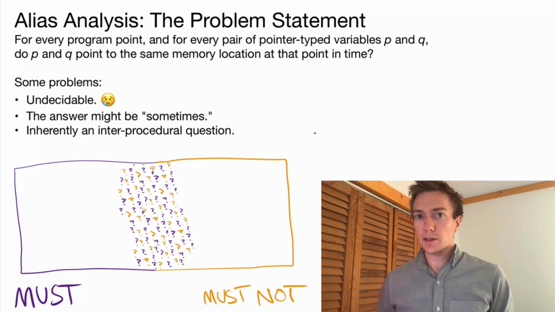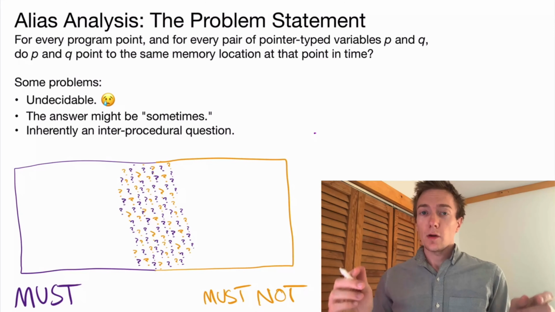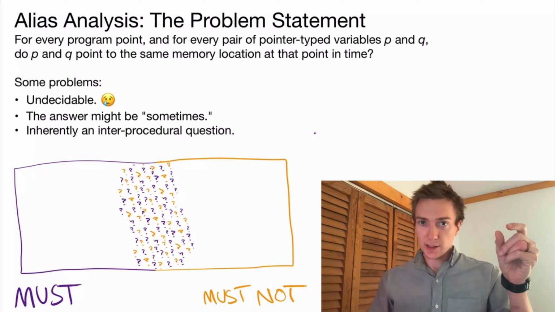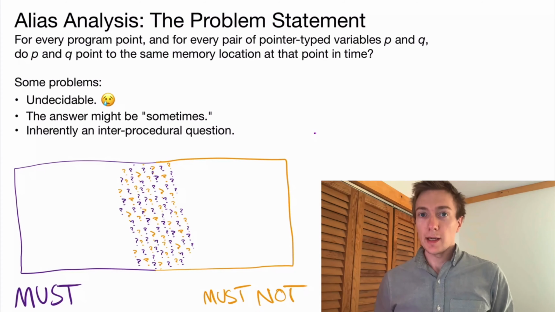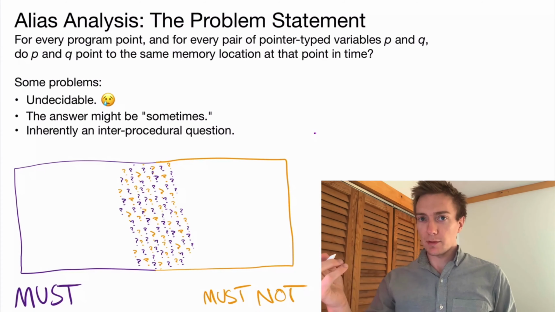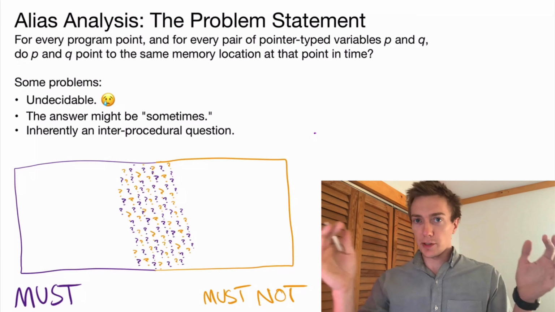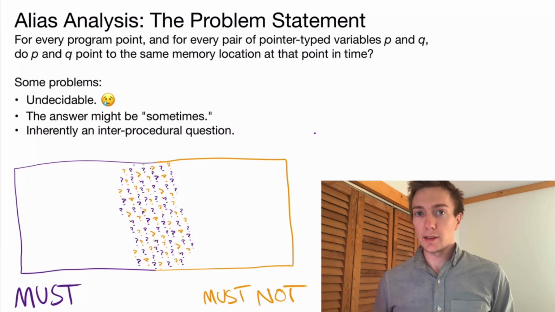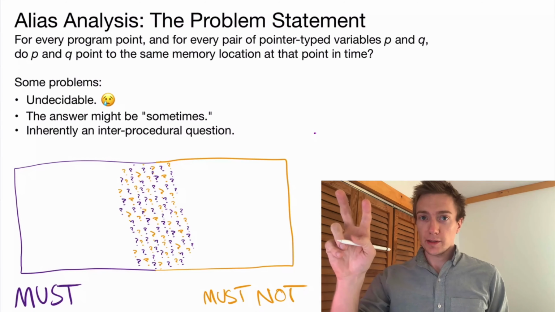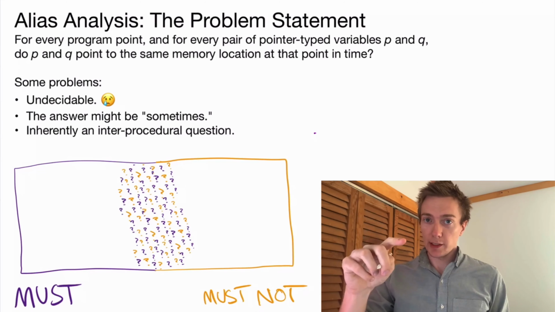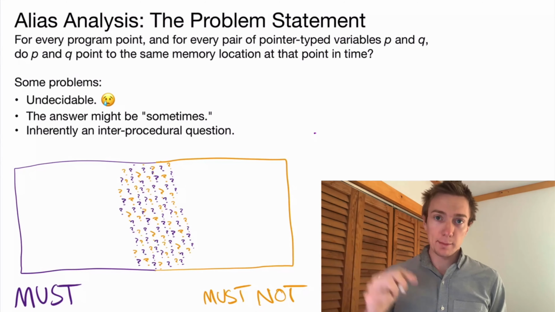So let's pose exactly what the alias analysis problem is. An alias analysis asks this kind of question. For every program point, that is every instruction, for example, in a Brill program, and for every pair of pointer-typed variables, that is anything that looks like pointer to something in Brill, can those two pointers point to the same location in memory at that point in time, that is, at that program point?